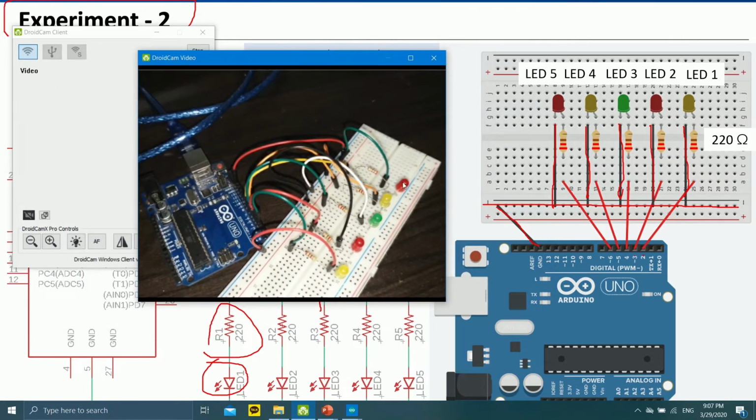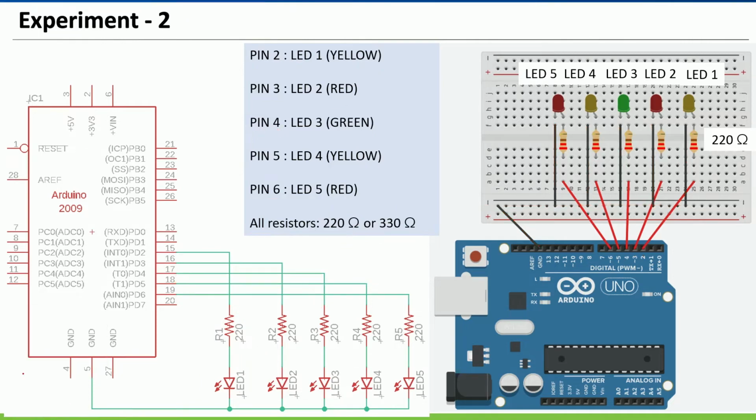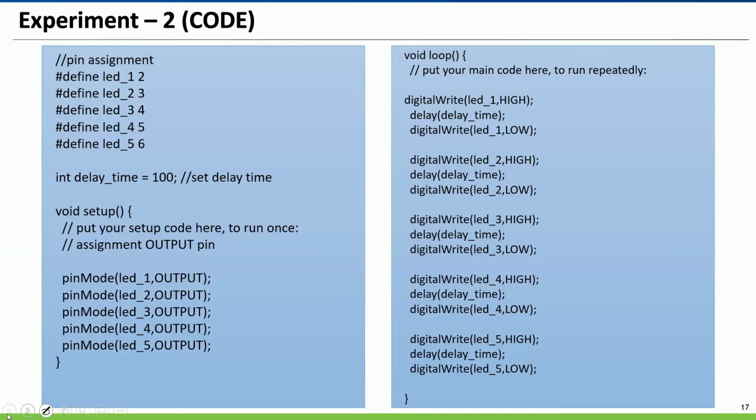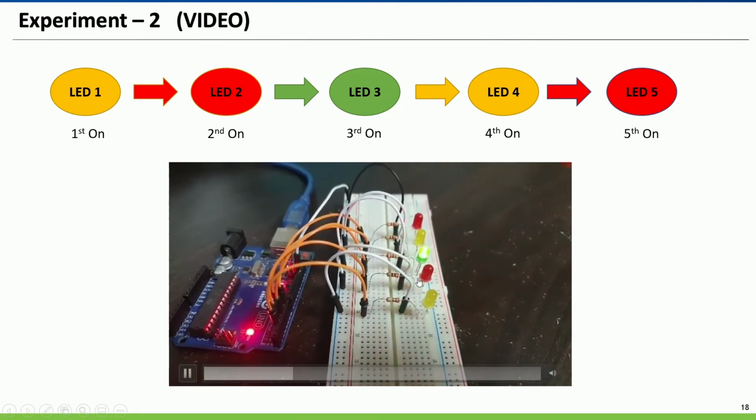So in this experiment, we just do 5 LEDs, turning on first LED 1, then LED 2, LED 3, LED 4, LED 5, something like this, moving like this.